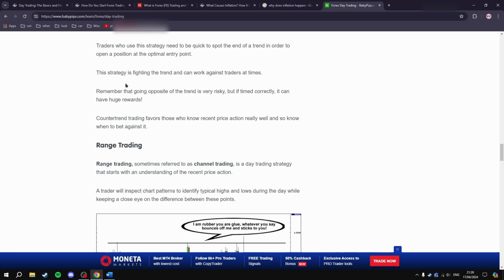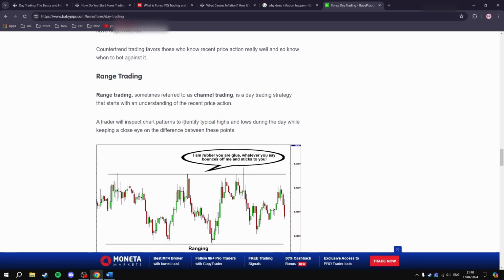This strategy is fighting the trend and can work against traders at times. Remember that going opposite the trend is very risky, but if timed correctly, it can have huge rewards. Counter trend trading favors those who know recent price action really well and so know when to bet against it.